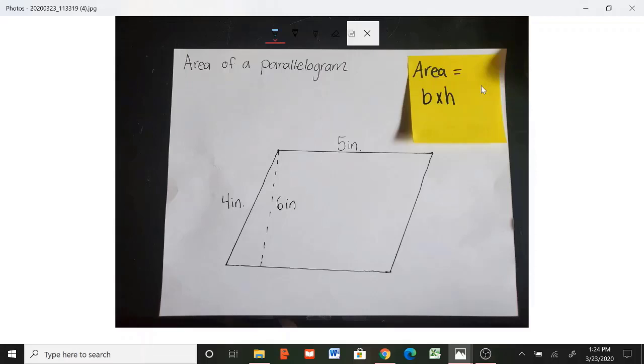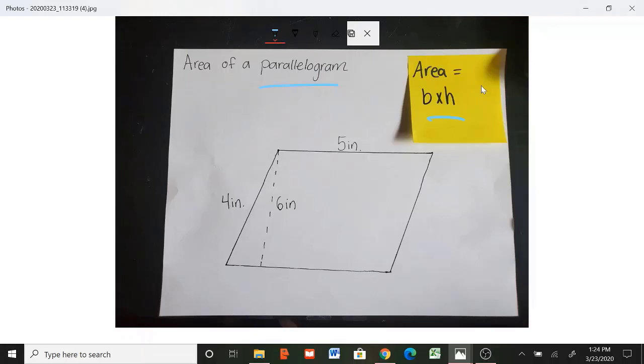Hi guys, so today we're going to review how to find the area of a parallelogram, a triangle, a trapezoid, and two examples of complex shapes. We're going to first start off with finding the area of a parallelogram. To find the area of parallelograms, we use this formula right here. We do base times height.